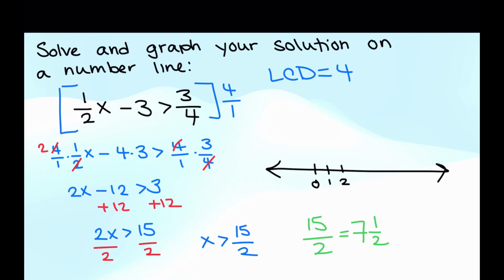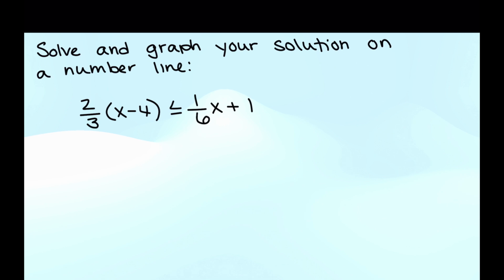I'm going to convert that into a mixed number to put that on the number line. 15/2, let's see, 2 goes into 15 7 times with 1 left over. So that's 7.5. So I'm going to have to do an open circle at 7.5. And then bigger than means shade into the right. All right, let's run through one more with fractions.